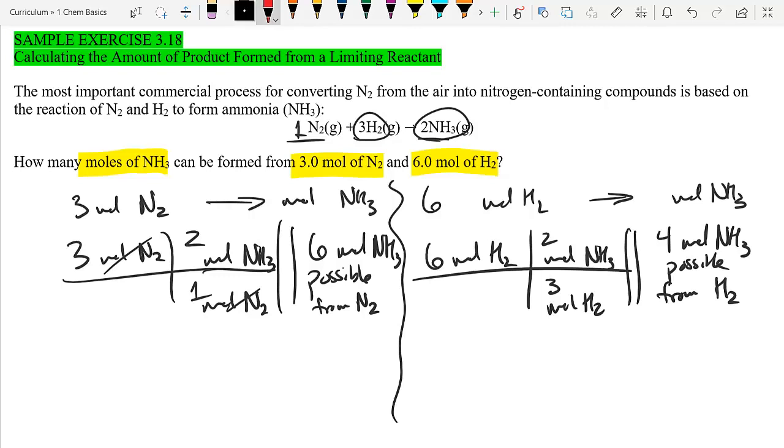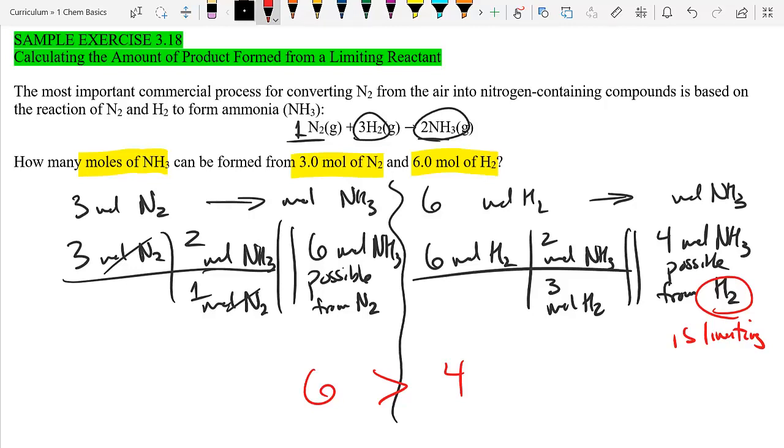So what we have to do at this point is do a comparison. I've got 6 versus 4. Whichever one is smaller, that identifies the thing that runs out. So because 4 is less than our 6, that tells us that hydrogen is the limiting reactant. Hydrogen will run out first because it can only make 4.